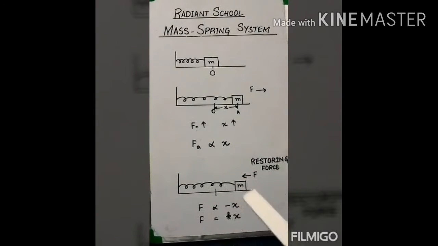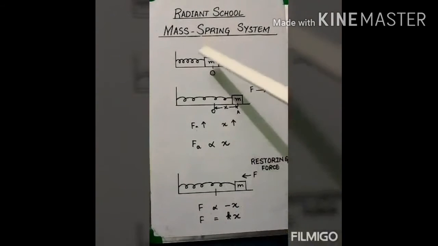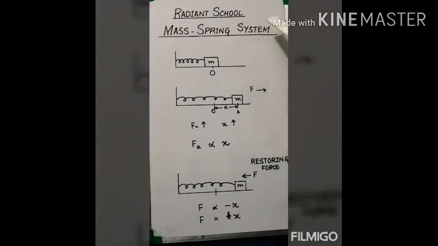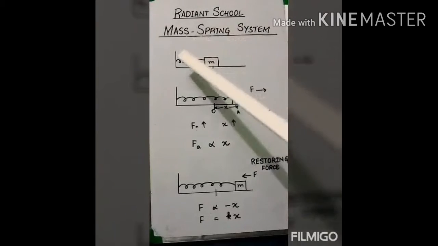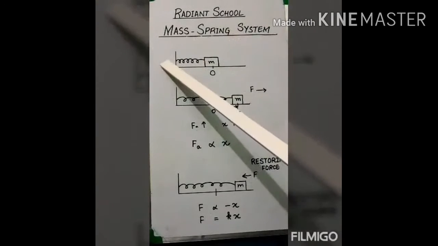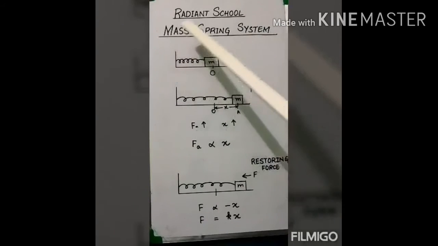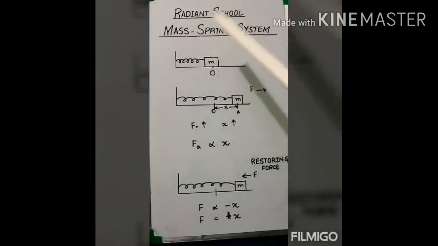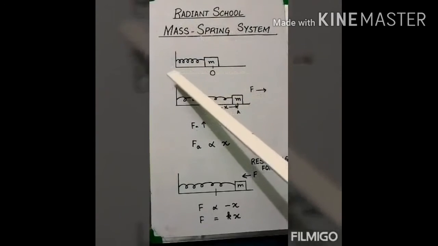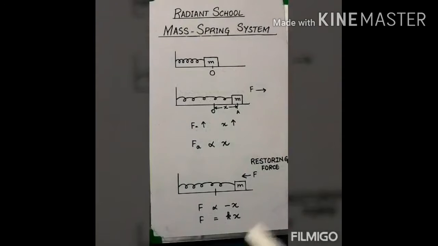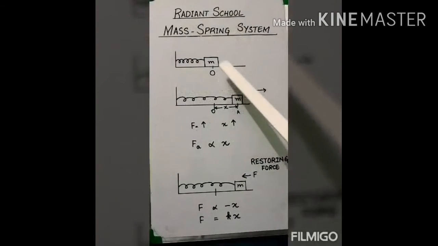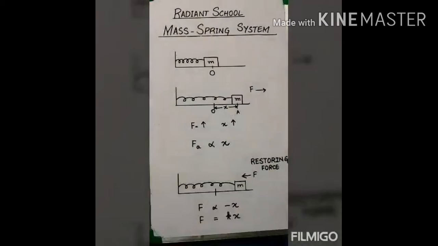The first system that we will study as an example of simple harmonic motion is the mass spring system. This system has a mass m, a spring and a support. One end of the spring is attached to the support, the other end is attached to the mass. The surface on which this mass is moving is frictionless. Right now this mass is at rest at the position O, so we can say that position O is the mean position.